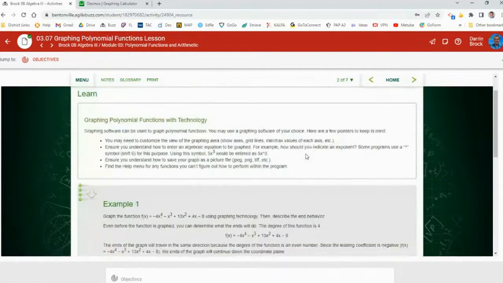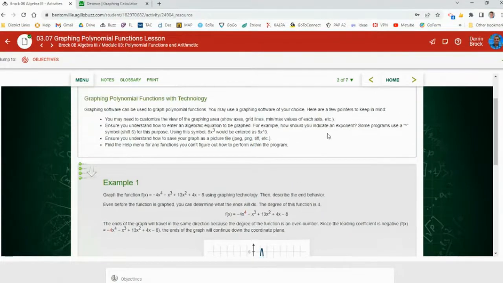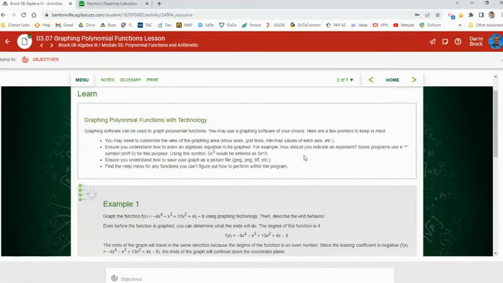Now we're going to talk about graphing with technology. All right. So you may need to customize the view of the graphing area. Sometimes it may not show enough of the graph. You may need to zoom in, zoom out. Make sure you understand how to enter an algebraic equation to be graphed. Right? If you want 5x to the third, we have to type 5x with that little caret to the third. If you type it in wrong, you'll get the wrong graph. And make sure you understand how to save your graph as a picture. If you need to turn in a graph of it, you can take a screenshot or whatever you need to do, and find the help menu for any functions you can't figure out.